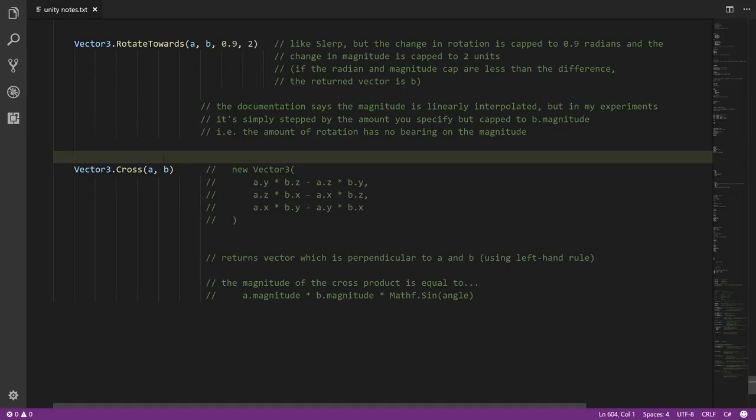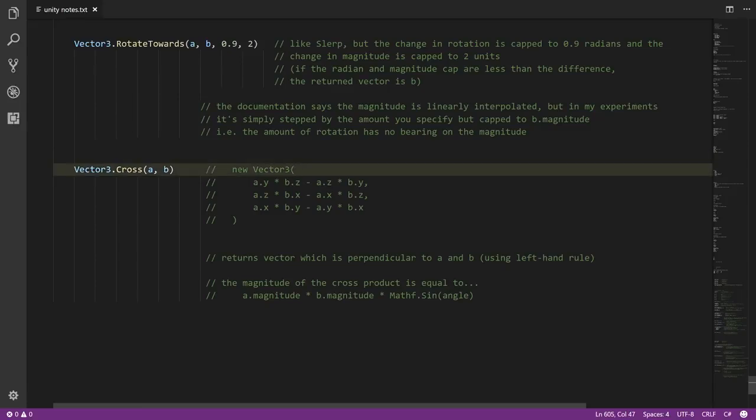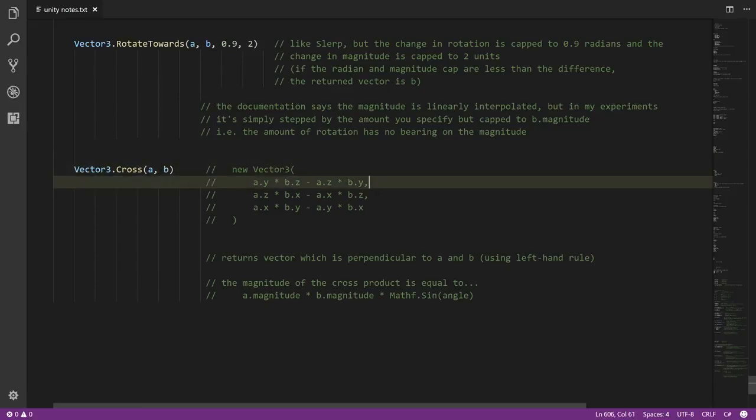Lastly, we have the cross method, which gets us the cross product of 2 vectors. And this is the one method that doesn't apply to vector 2s. It's something that doesn't make sense in 2 dimensions, because what it returns, effectively, is a vector that is perpendicular to both A and B.